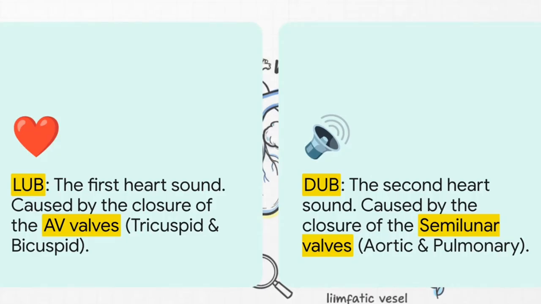And what about those famous heart sounds, lub and dub? Well, lub is the first sound, and it's caused by the AV valves, the tricuspid and bicuspid, snapping shut. Dub is the second sound, and that comes from the semilunar valves, the aortic and pulmonary, closing. Knowing which valves cause which sound is a key point for your exam.